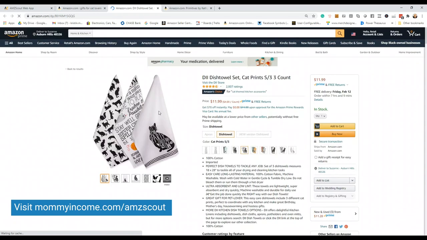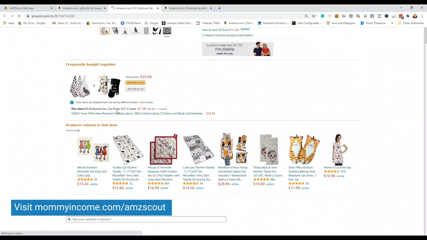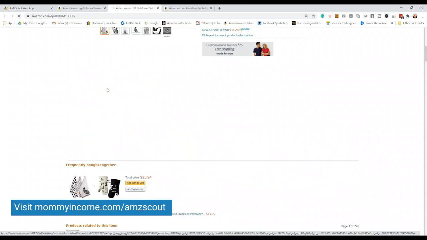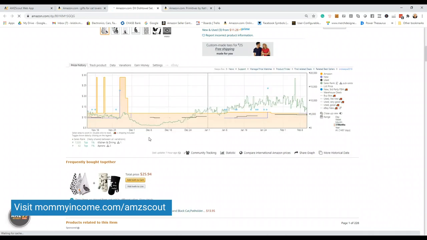And now we're seeing these cute cat dish towels. But then you come down here and you also see that you have these cat mitts that go along with this. So these are, again, really quick at-a-glance ways to look at how you can increase your profit margins. Because guys, look at this chart here from Keepa.